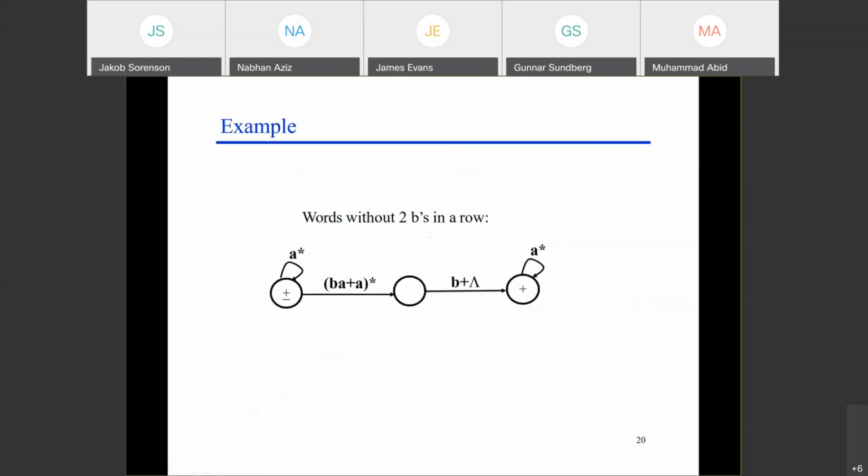So let's see this machine now: words without two B's in a row. You are saying that you will never have two B's in a row. So this is again your TG, and you can create as many TGs as you like here. So start and plus sign, all A's, and then BA plus A star, and B plus lambda and A star. So this is your TG, which takes care of that. You will never have two consecutive B's there. Okay, so this is your TG, without two B's in a row.